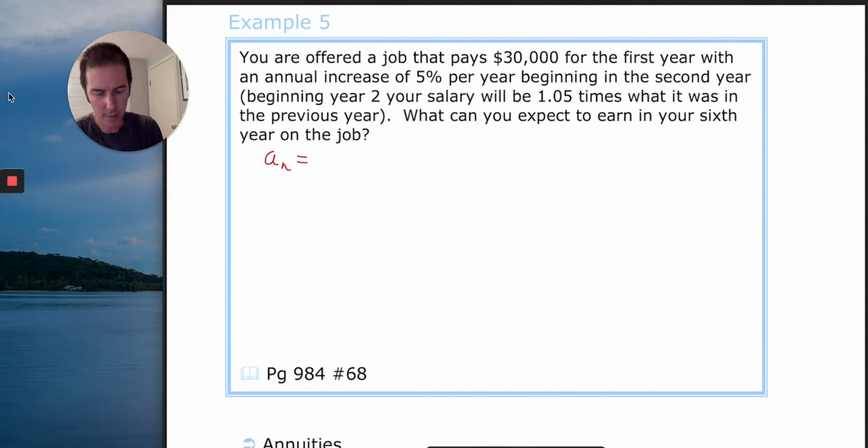Remember that a sub n is equal to a sub 1, our first term, times our common ratio to the n minus 1 power. Do we know what a sub 1 is in this problem?